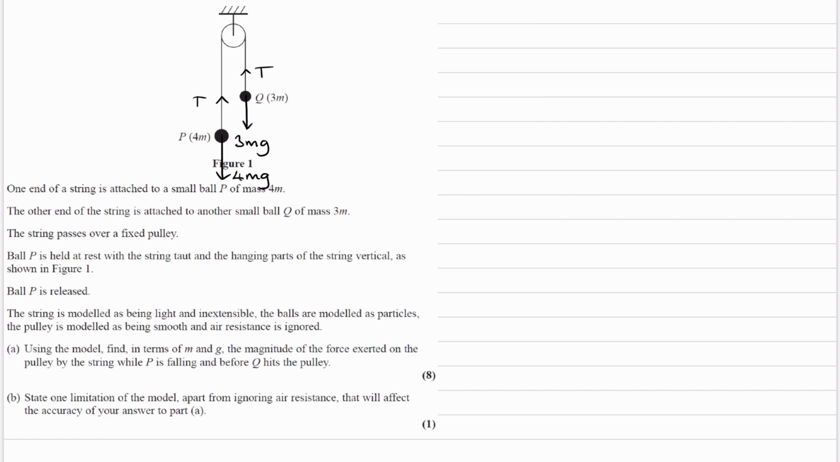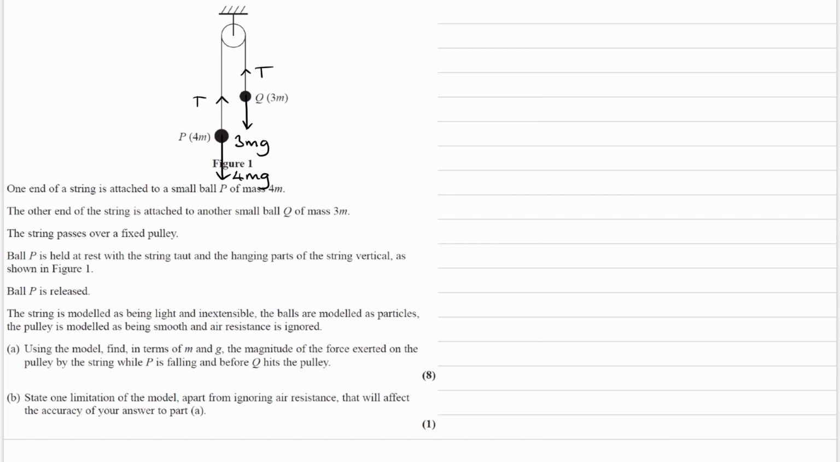Okay, so use the model, find in terms of m and g the magnitude of the force exerted on the pulley by the string while P is falling and before Q hits the pulley. So the tension throughout the string is the same everywhere. And that's because the string is light, so it has no weight, and also because the pulley has no friction. If those two things are true, tension is the same everywhere.